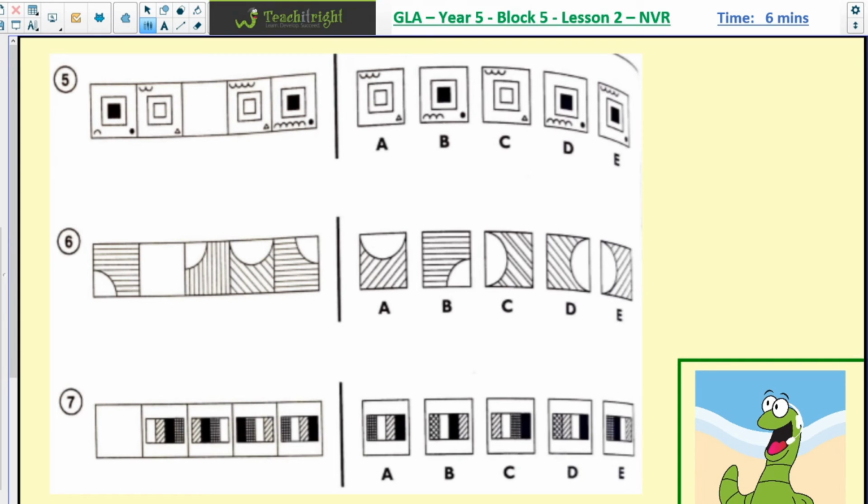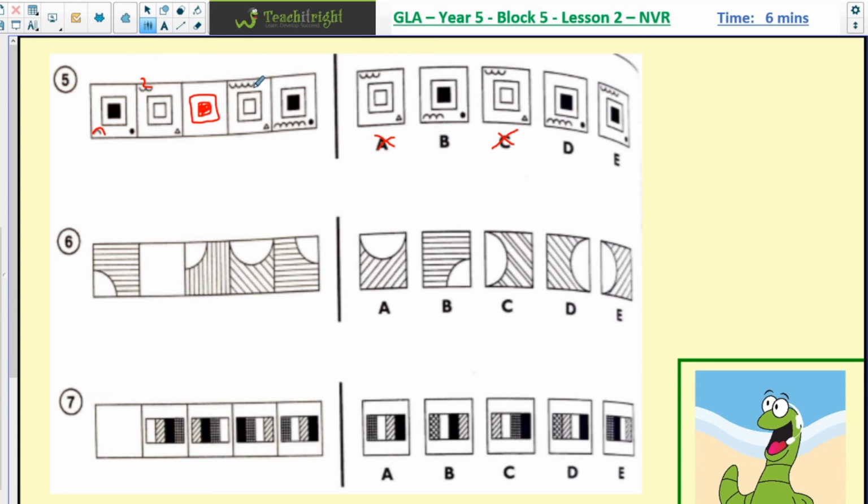Well, we have got black square, white square, black square, white square, black square. So I think we've got the same interior pattern repeating, and I'm expecting to see a black shaded interior square, which means already I can get rid of A and C. Now, what else do I need to do?